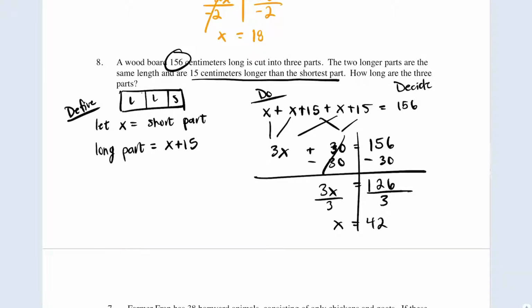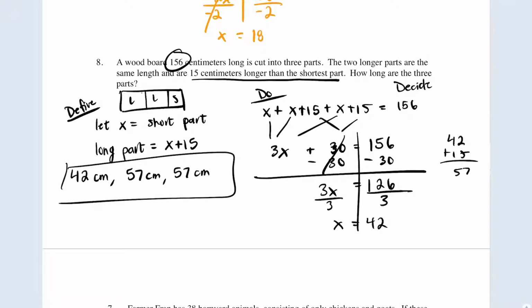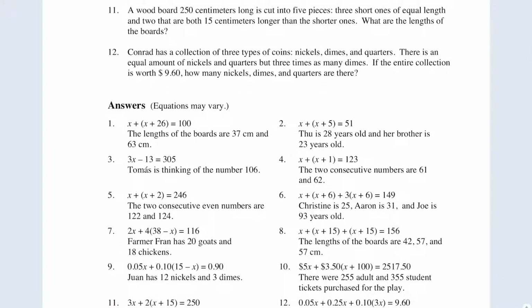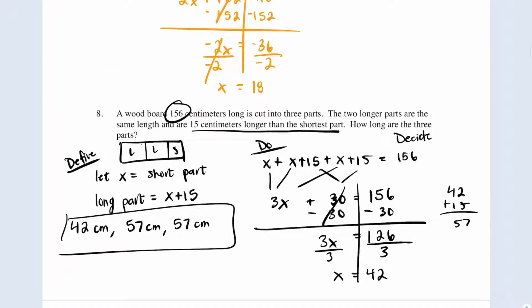So the shortest part is 42 centimeters. And then the other 2 parts are 15 centimeters longer. So what is 42 plus 15? That's going to be 57. So the lengths of the 3 parts are as follows: 42, 57, and 57. Double check our work. Hey, there we go. Awesome.